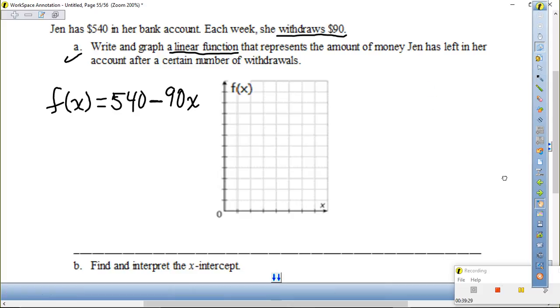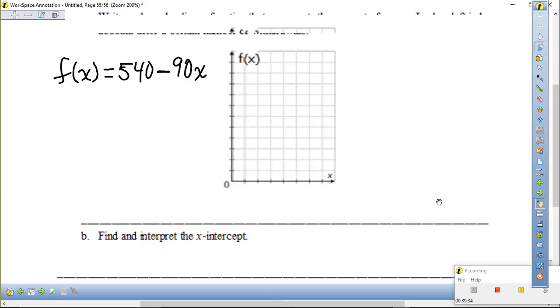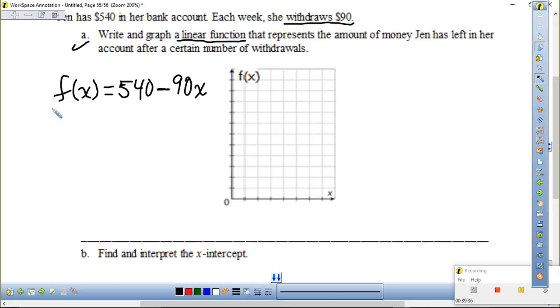Part B says, find and interpret the x-intercept. So let me ask you this. How do we find the x-intercept from here? No? Okay, let me put it like this. Let me change this so you guys can see it. Y equals 540 minus 90x. How do we find the x-intercept of this?